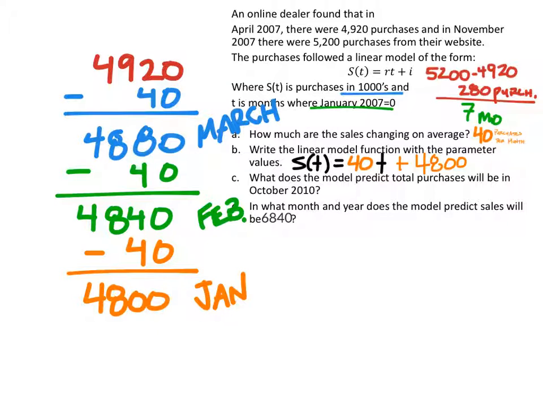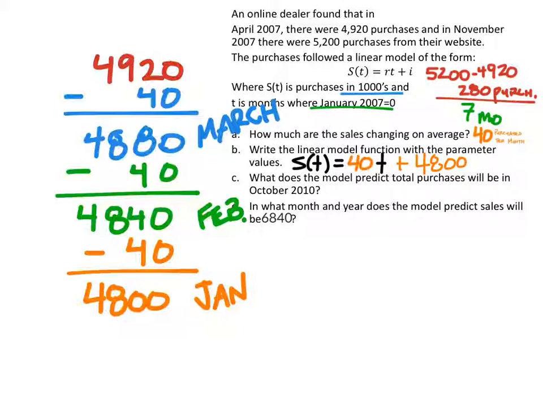It's not the full function because we know the purchases are in thousands. But again, I'm going to change that at the very end. So I'm going to continue to use this exactly the way that it is. So I'm going to go on to part C and then come back. What does the model predict total purchases will be in October 2010?